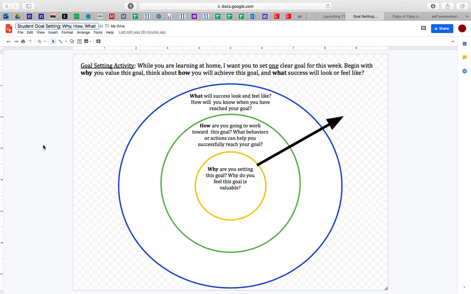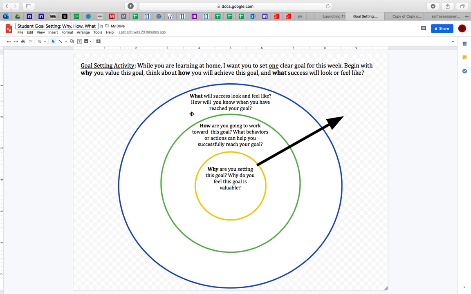The first one is borrowed from Catlin Tucker, Student Goal Setting: Why, How, What, and you start here in the middle. Why are you setting this goal? Why do you feel this goal is valuable? Here you're hitting on the student's self-motivation. The next step addresses the how. How are you going to work towards this goal? What behaviors are you going to have? So we're moving from the motivation piece to the action piece. And then finally, what will success look like and feel like?